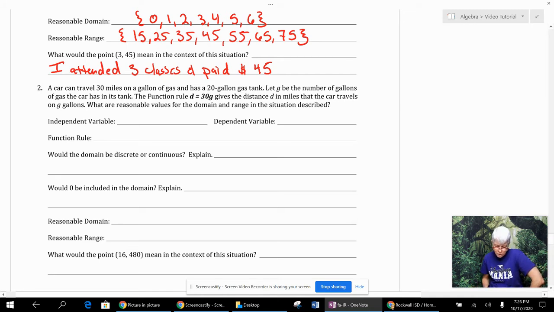Now, next one, there's a car. It's traveling 30 miles to a gallon, and it has a 20-gallon tank. So G is going to be the number of gallons, and there's a function rule, D equals 30G, and D is the distance. So G is the gallons, D is the distance, reasonable domain and range. So gallons of gas, distance. Which one is independent? The gallons of gas.